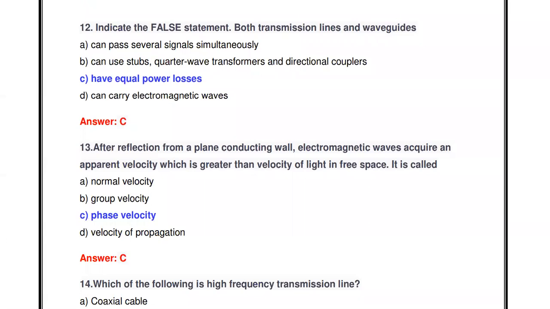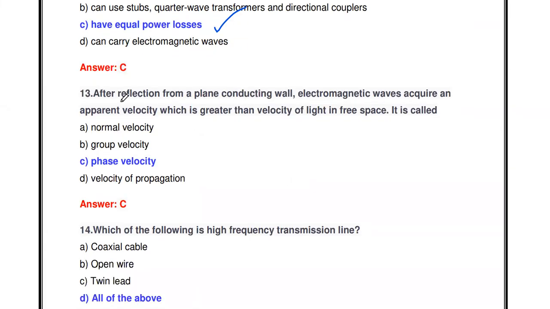The next thing, indicate the false statement in terms of both transmission lines and waveguides. It can pass several signals simultaneously, can use stub, quarter wave transformer and directional coupler, have equal power losses, can carry electromagnetic wave. So which one is false? The third one. The transmission line and the waveguide have equal power loss. It is a wrong statement. The remaining three are correct.